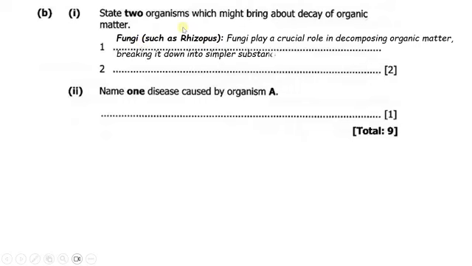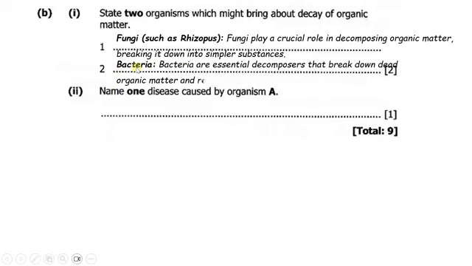So one organism is actually the fungi such as rhizopus. The fungi such as rhizopus can bring about decay. Fungi play a crucial role in decomposing organic matter, breaking it down into simpler substances. Then another one is actually bacteria. Bacteria is another organism that brings about the decay of organic matter. Bacteria are essential decomposers that break down dead organic matter and recycle nutrients back into the ecosystem.